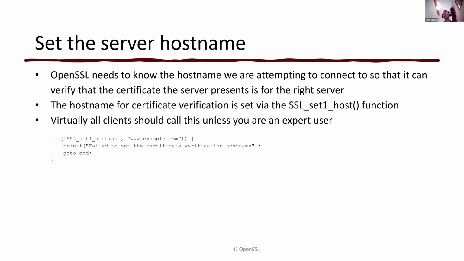Right. So the next thing we need to do is to tell OpenSSL the host name of the server that we're trying to connect to. The reason we need to do that is so that we can verify that the certificate that the server presents is for the right server. We do that through this function SSL_set1_host. We pass in the SSL object and we tell it the host name of the server we're connecting to. Virtually all clients need to do this. Unless you're an expert user and really know what you're doing, you should be making this call.